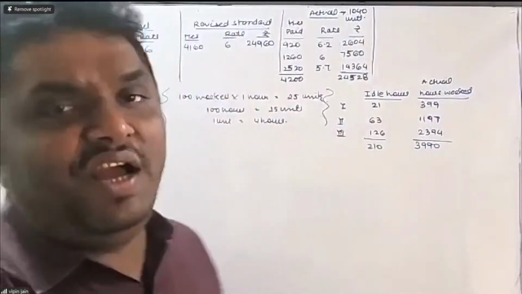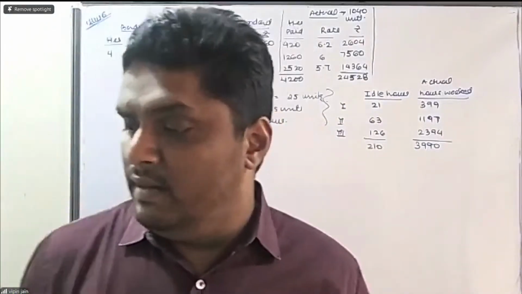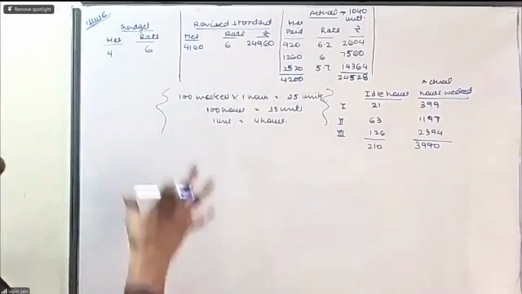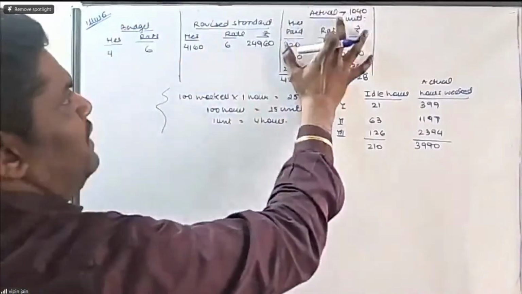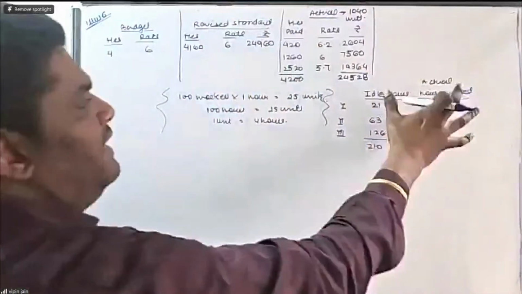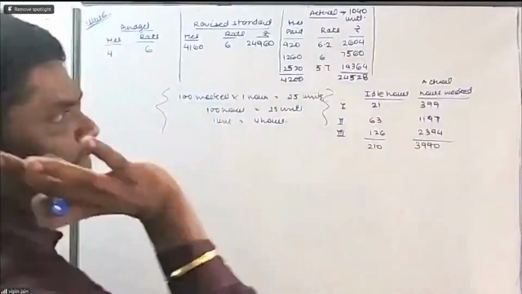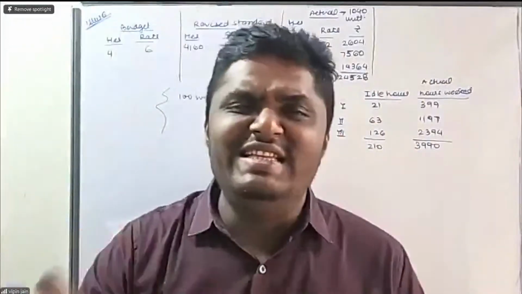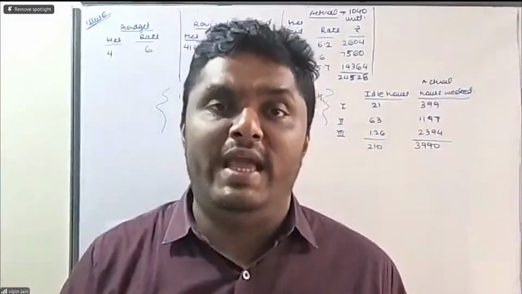So my master chart is ready now. Budgeted data, actual data, revised standard, and since idle hours are also given, actual hours worked are given. Now we can easily calculate all the variances.